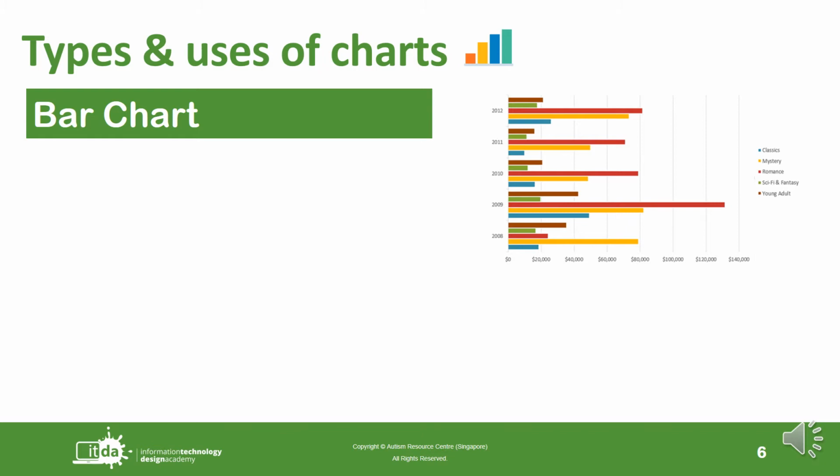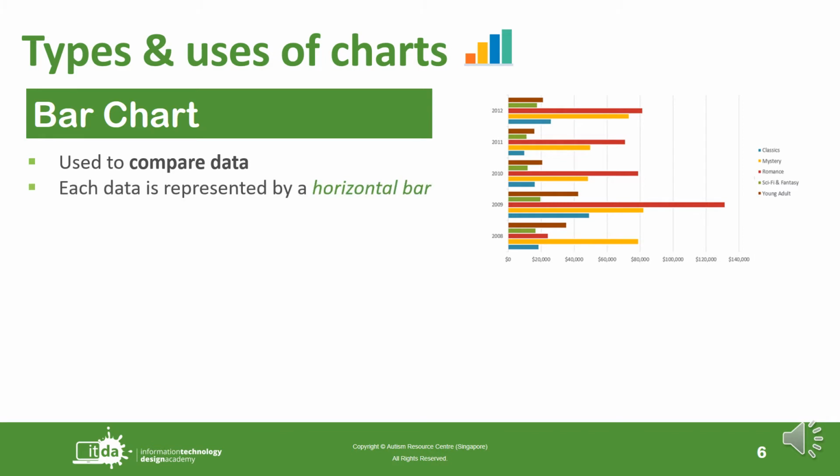Moving on to the next type of chart, this is called a bar chart. Most of you have seen this in your math worksheets or you may have learned this during your math class. So this chart is very commonly used to compare data. And each data is represented by, as you have guessed it, a horizontal bar.